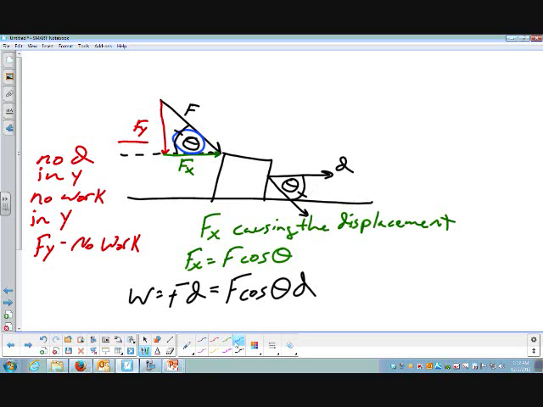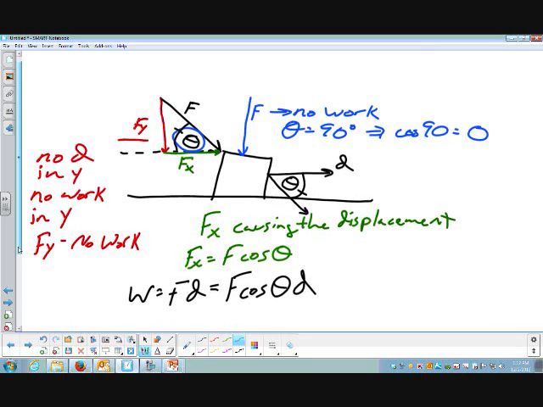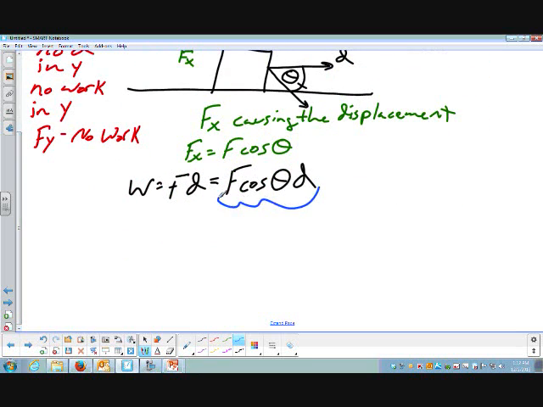If I was pushing it straight down, the box would not move. And so this force is doing no work, primarily because theta is equal to 90 degrees, which means the cosine of my angle, the cosine of 90, is 0. But that makes sense. If I'm pushing straight down on the box, it's not going to move to the side. I'm not going to do work. It's only the component of the force that's in the same direction of the displacement that is actually causing the work. That's why we write the equation like this.